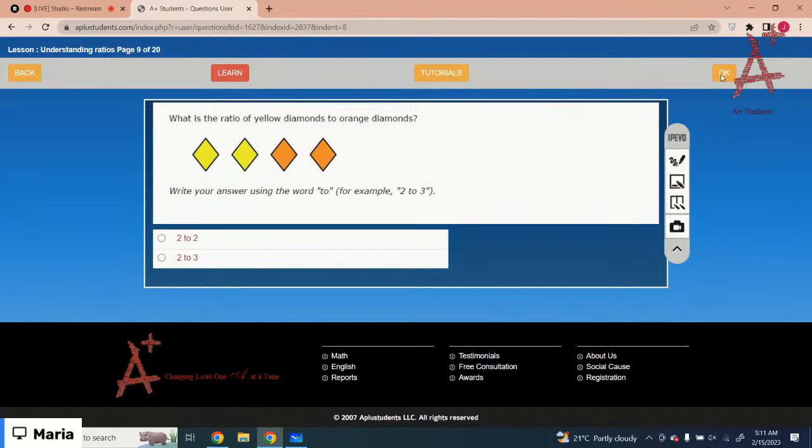What is the ratio of yellow diamonds to orange diamonds? So which option is the correct one? Very good. It is 2 to 2. You have two orange and two yellow, so it would be 2 ratio 2. 2 to 2. Got it? The correct option is 2 to 2.